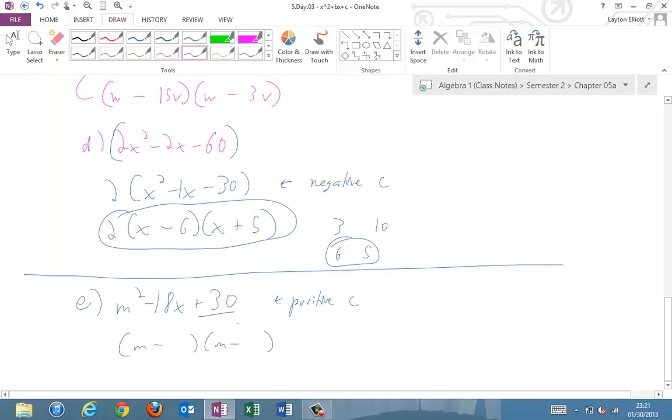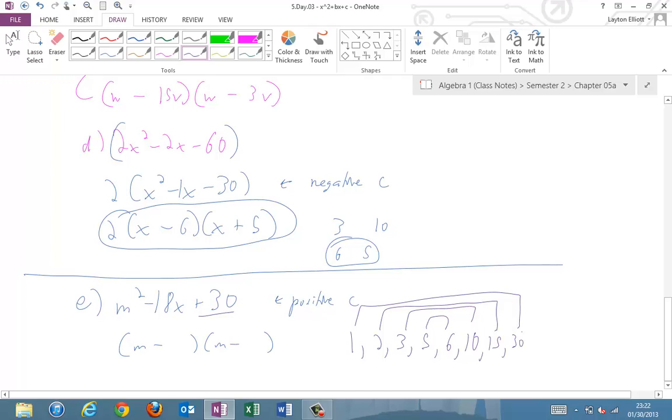Well, 3 times 10? No. If I go 3 times 10, that doesn't work at all. I could go 6 and 5, that won't work. Then I could go 15 and 2. 15 and 2 doesn't work. So let's try to look at all of my factors: 1, 2, 3, 5, 6, now they're pairing up. 3 and 10, 2 and 15, and 1 and 30.